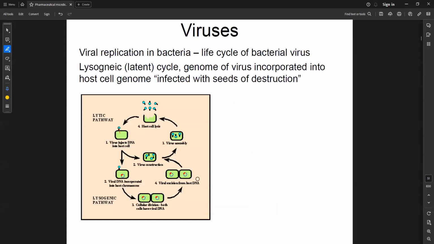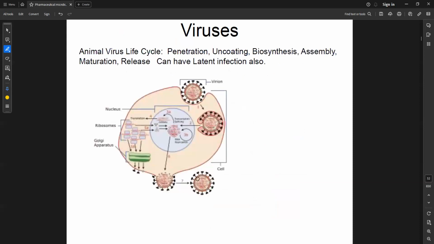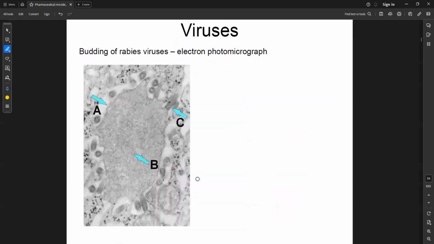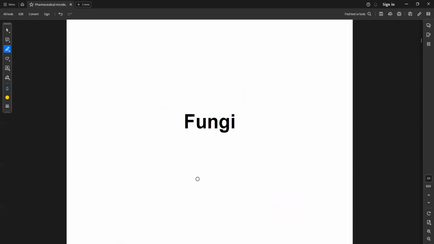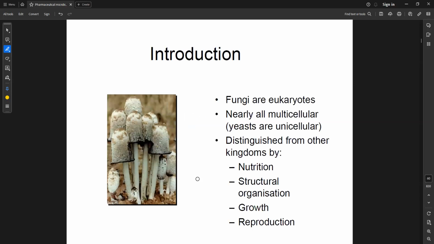So viral replication in life cycle of bacteria virus, we've gone through that, and we can just skip this. We can also skip this. Okay, we can skip all this. Then we can go to fungi. That's the name I was trying to remember.